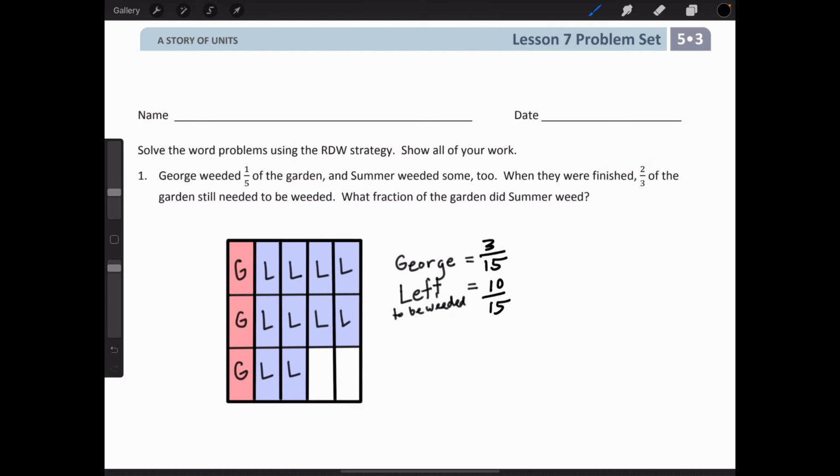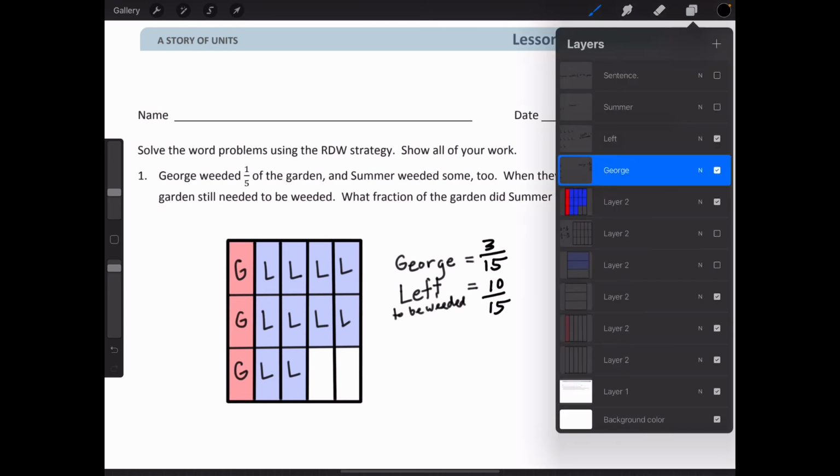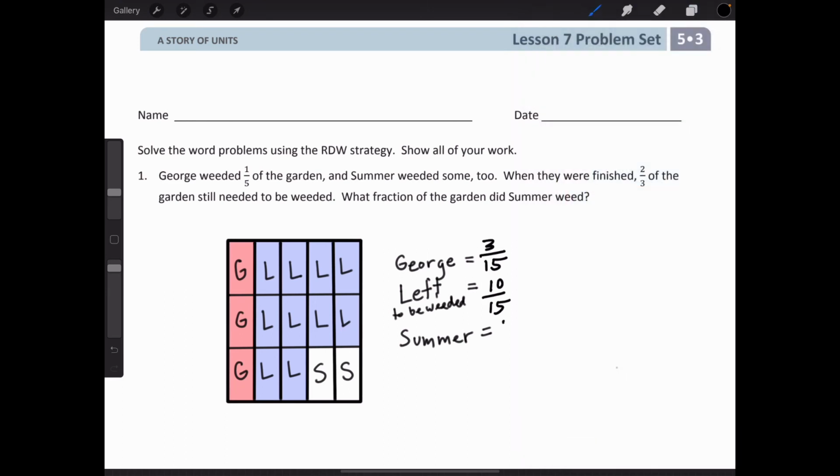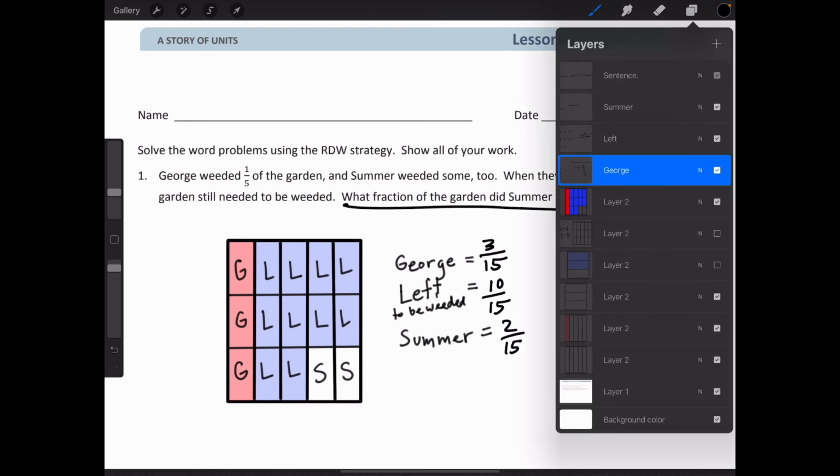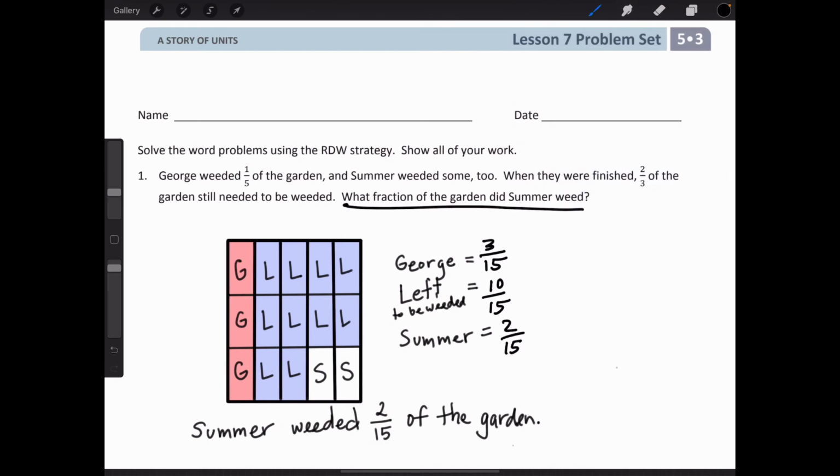And that leaves us with Summer. So the question was, what fraction of the garden did Summer weed? And here we can see what's left is Summer. And you can clearly see that she weeded 2/15 of the garden. And that's how you do it. The only thing left we need to do is to answer this question in a complete sentence. And that would be Summer weeded 2/15 of the garden.